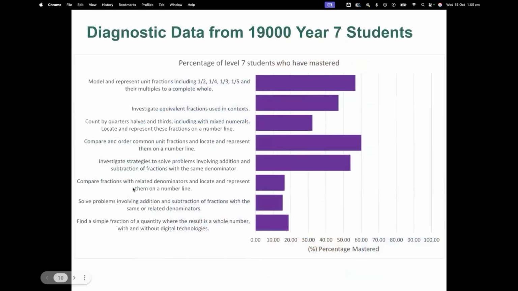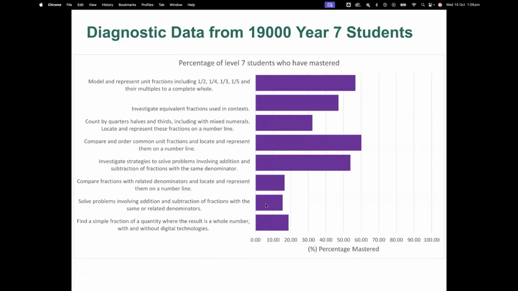I'm only going to look at this briefly, but this is a visual that shows you the gaps that we would be expecting a year seven student to have. So it's massive. These last ones here were those year six ones. So about 18 to 19% of year seven students know these things, or even less.